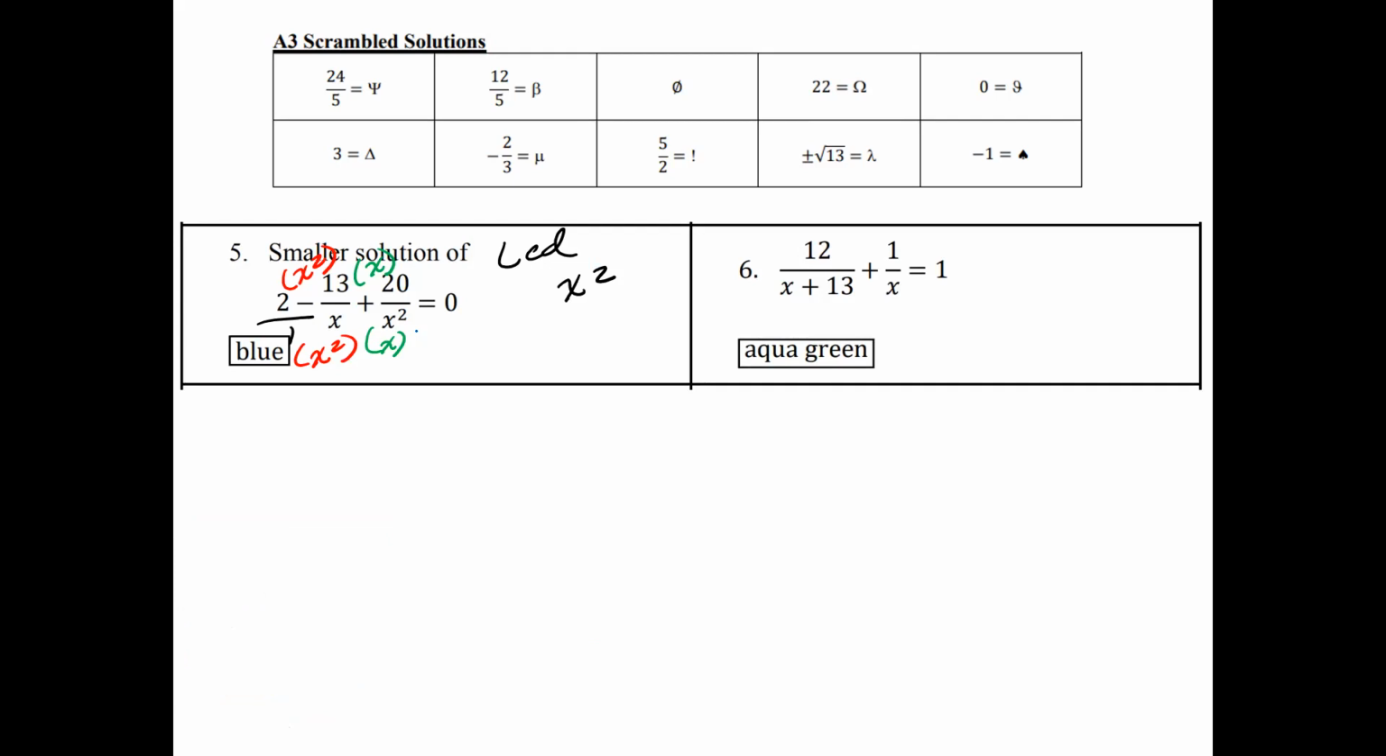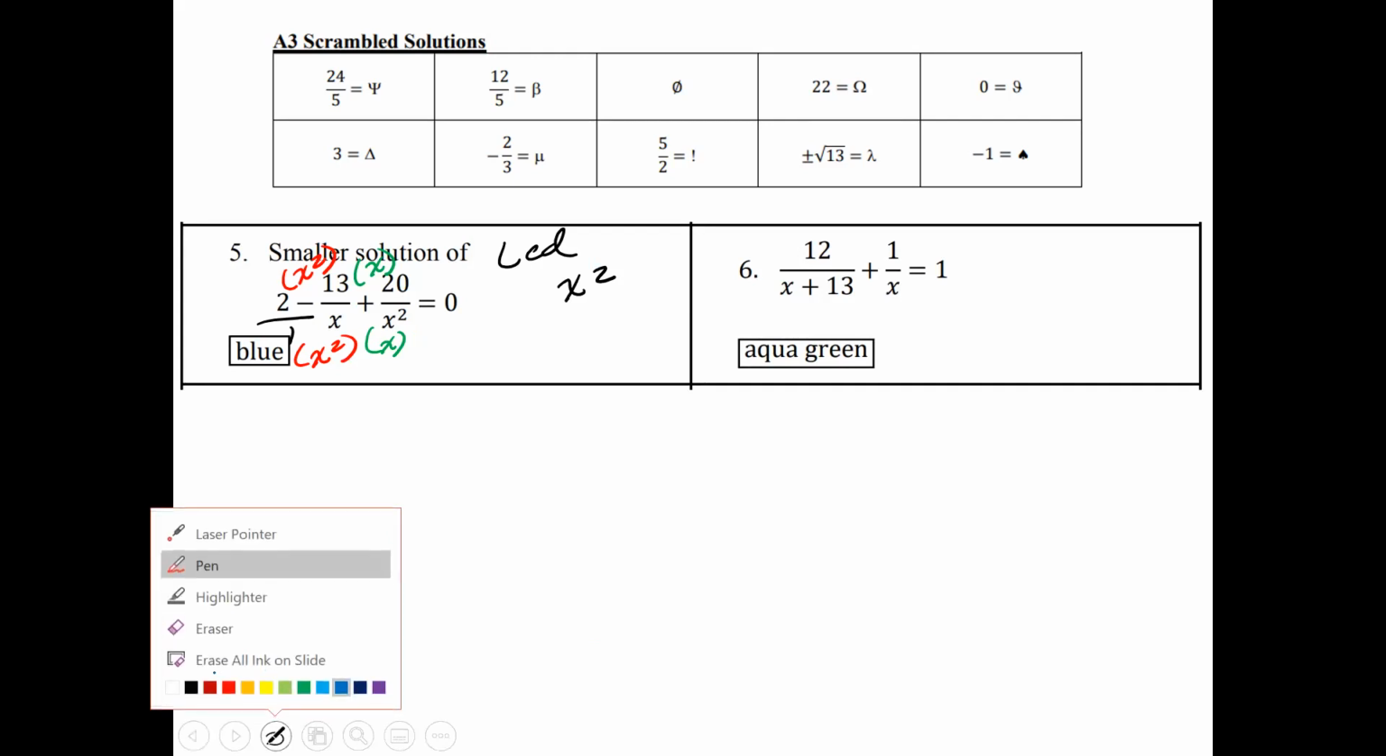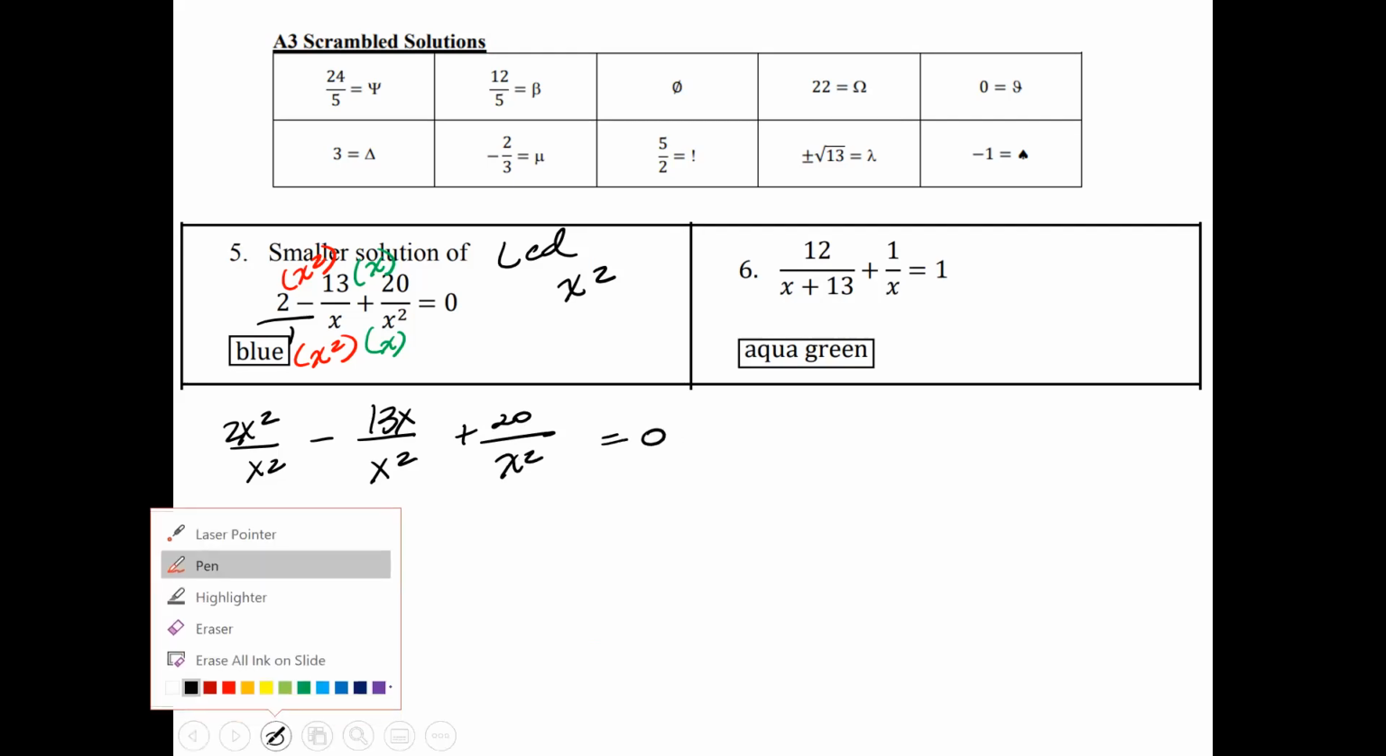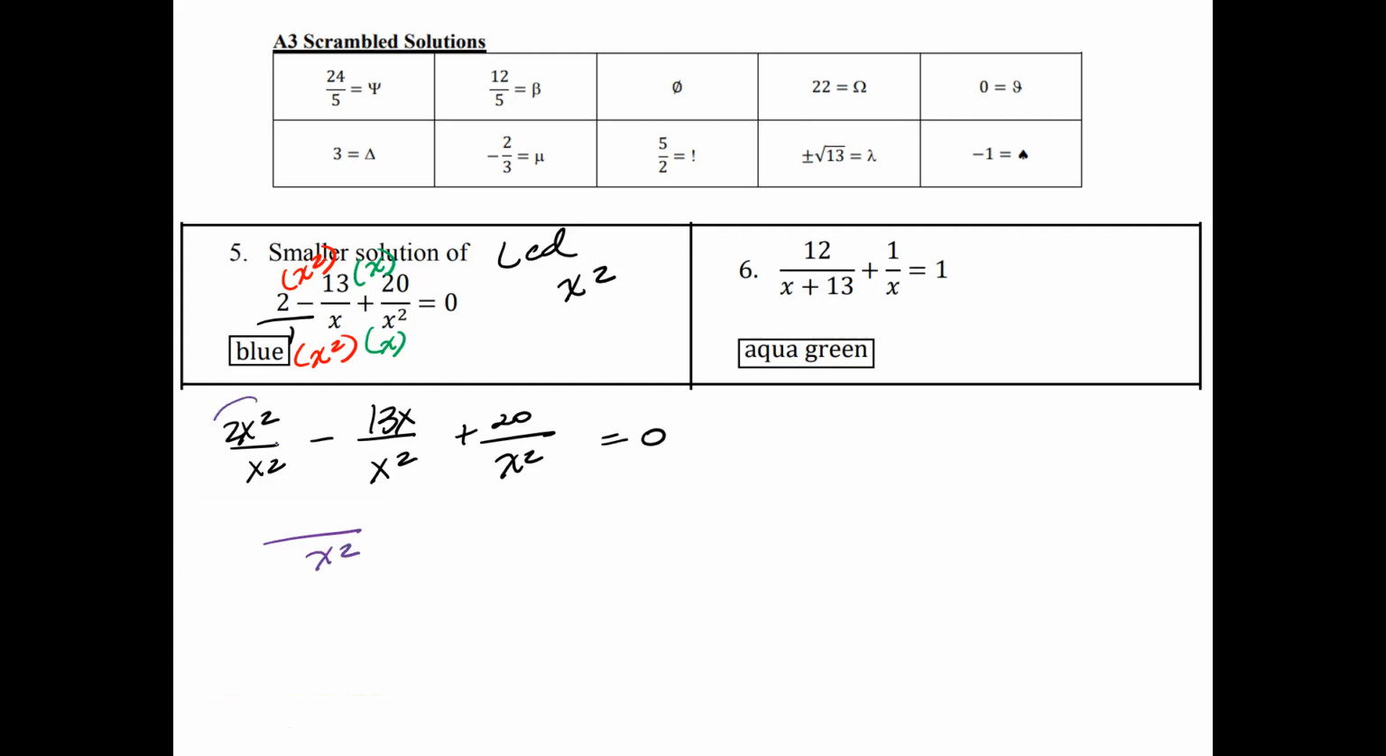It's perfect. It's good. And on the right side, just keep it at 0, because ultimately you're going to use that 0 to your advantage. So let's rewrite the 3 fractions. I have x squared, 2 times x squared is 2x squared, first fraction. Denominator is x squared for the second fraction. 13 times x is 13x. Plus 20 over x squared equals 0. x squared is my denominator. I'm going to take the numerators and add them together. So 2x squared minus 13x plus 20 equals 0.